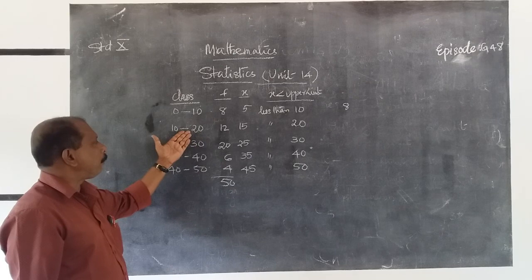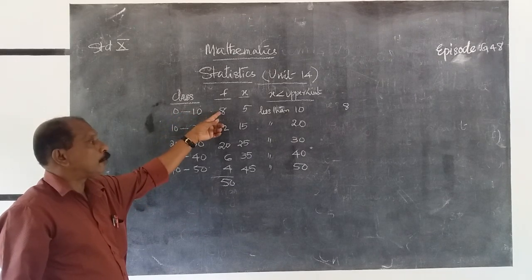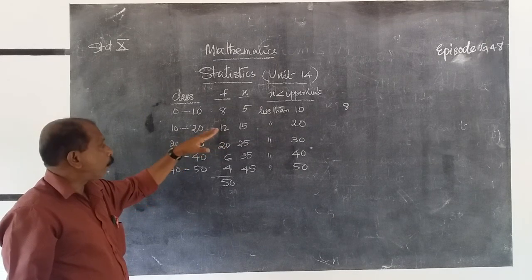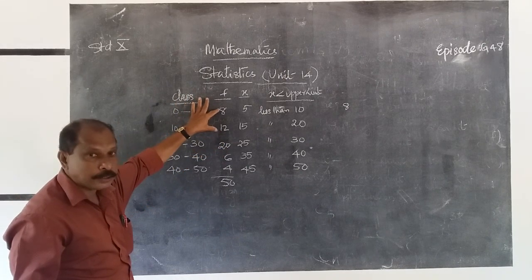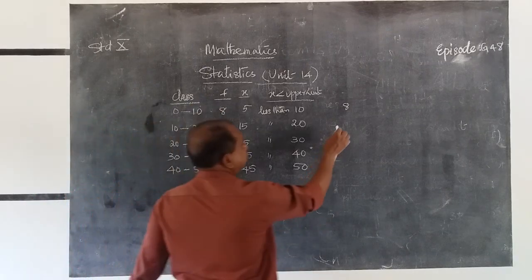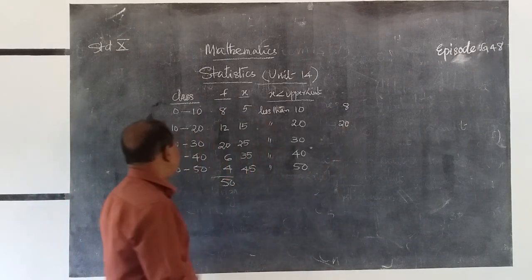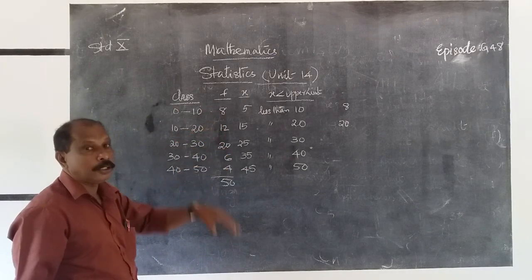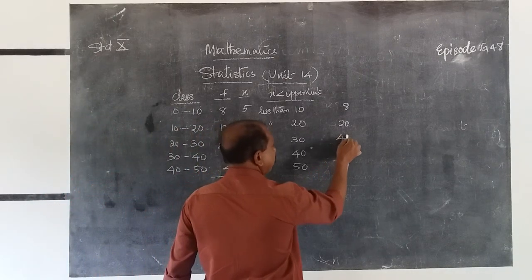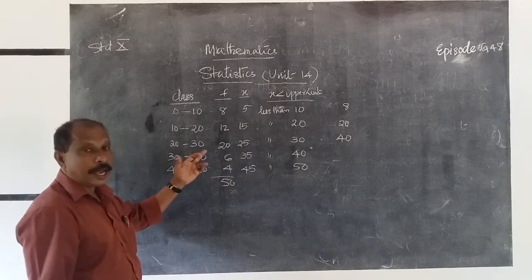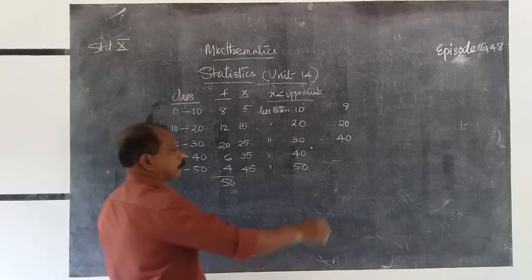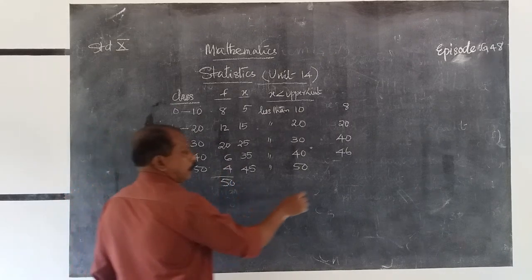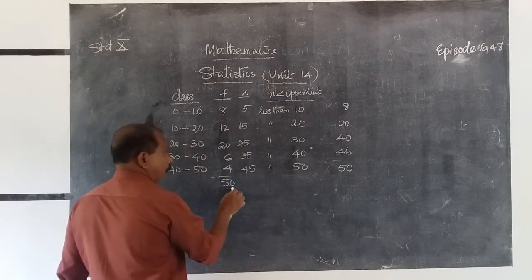And less than 20 means from 0 to 10, 8 numerical values. From 10 to 20, 12 numerical values. Therefore, less than 20 means the sum of these two, that is 12 plus 8 is 20. Then, less than 30 means 8 plus 12 plus 20, that is 20 plus 20, 40. Then, less than 40 means adding 6 with it, that is 46. And adding 4, therefore it is 50. That is the total value.